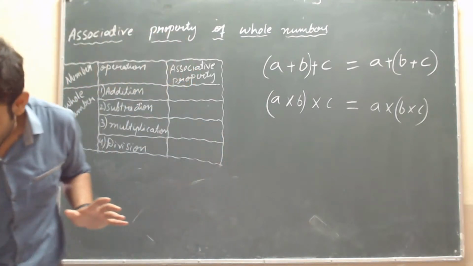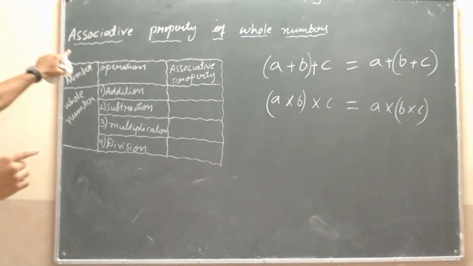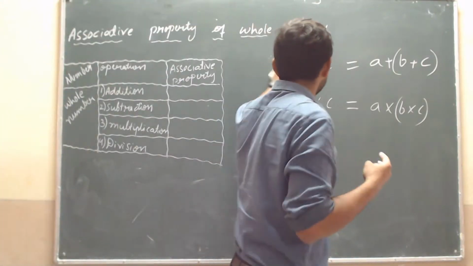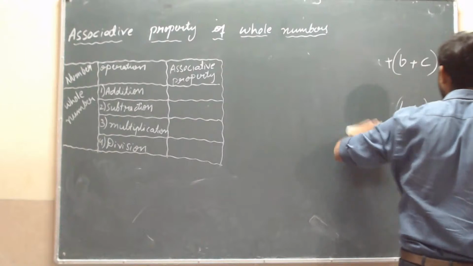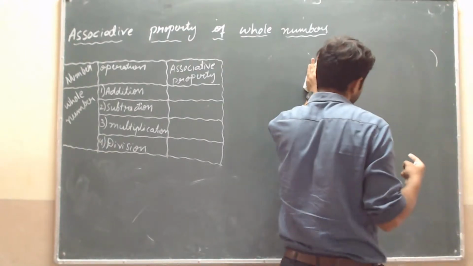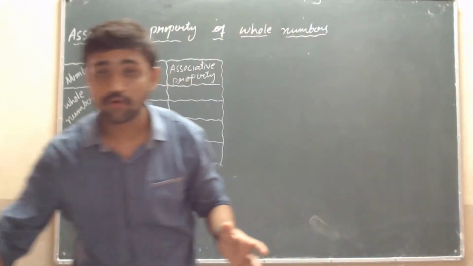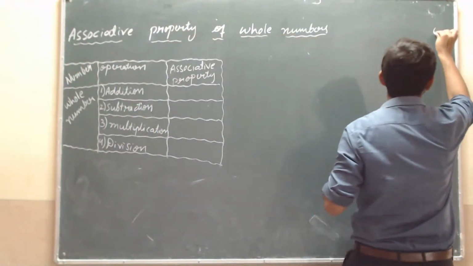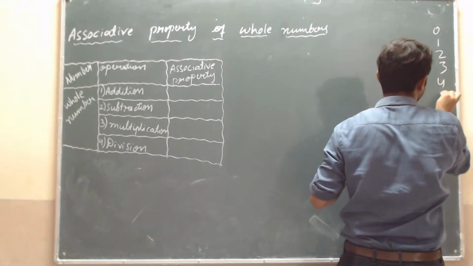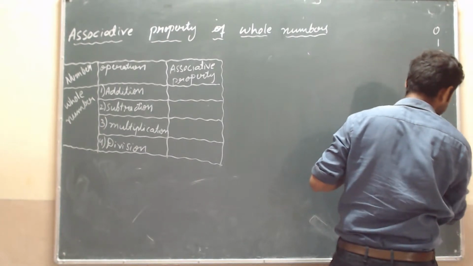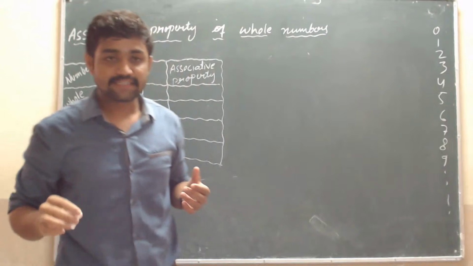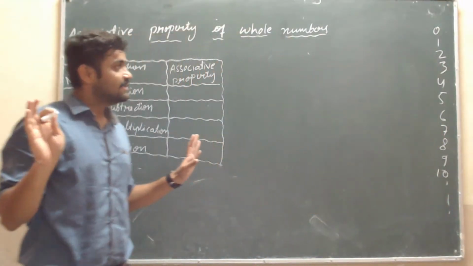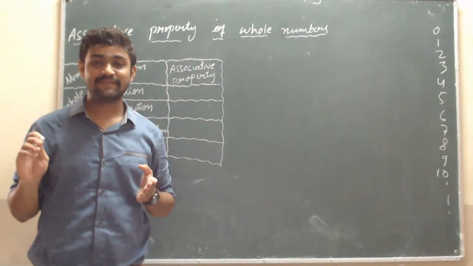Now we have to check the associative property of whole numbers. Do you know what whole numbers are? Yes, sir. In the previous video we learned that whole numbers include 0 as well as natural numbers, that is 0, 1, 2, 3, 4, 5, 6, 7, 8, 9, 10, and so on. These are examples of whole numbers.